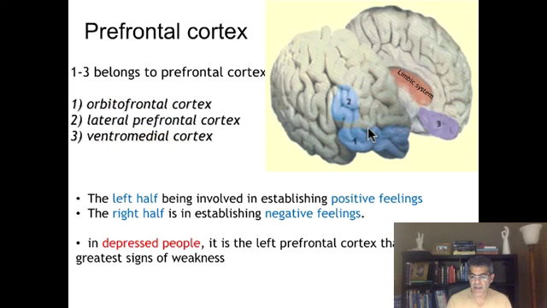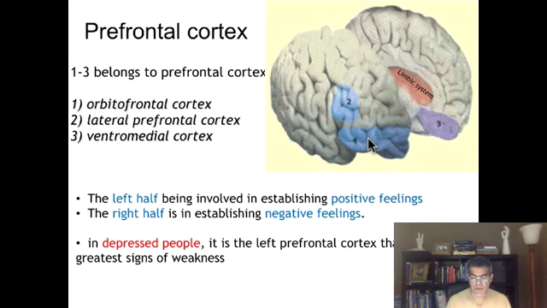Both the right hemisphere and left hemisphere have prefrontal cortex. And in each hemisphere, your prefrontal cortex is composed of 3 pieces. Here, number 1 shows a part of prefrontal cortex called orbitofrontal. Number 2 is called lateral prefrontal cortex. And number 3, which you also have in this hemisphere, is called ventromedial cortex.